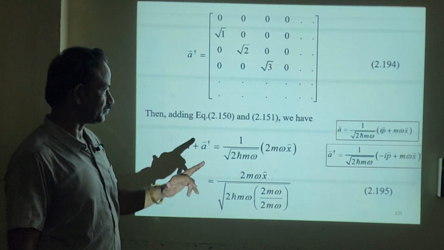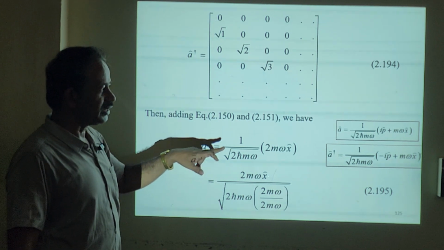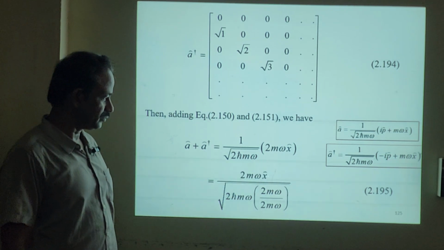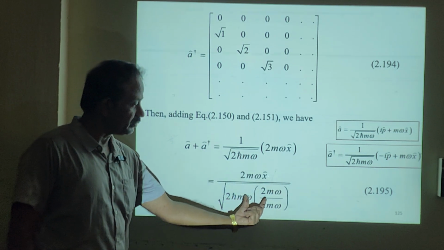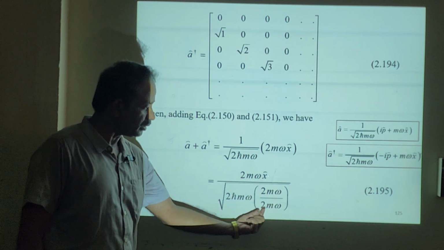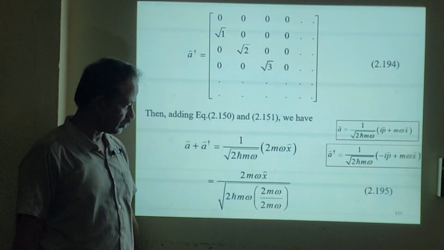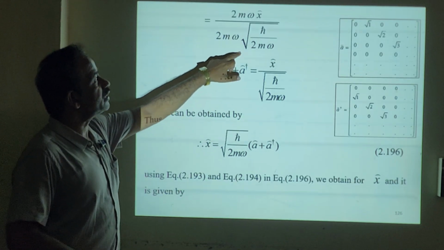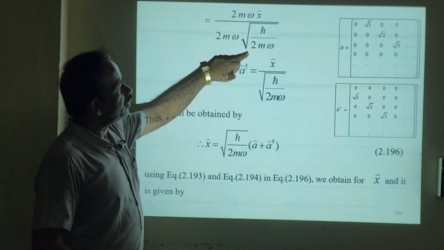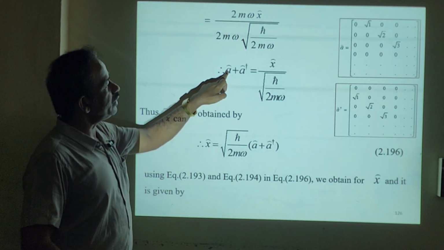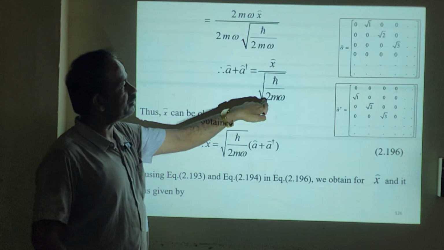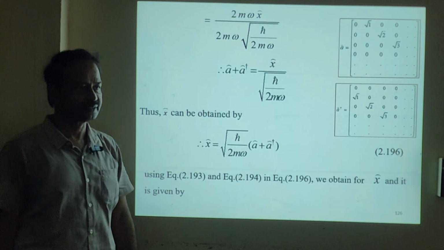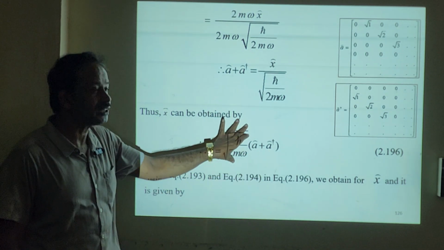Let us see. So A dagger, take the common term out, you will get 2m omega x. Multiply and divide by 2m omega. I can pull 1/2 out, I can pull 1/2m omega out. So this term will get cancelled. We can bring this term to that side. So you will have a plus a dagger will be x divided by root of h bar 2m omega. We can bring this term over and get the value for x. So adding a and a dagger with a constant.